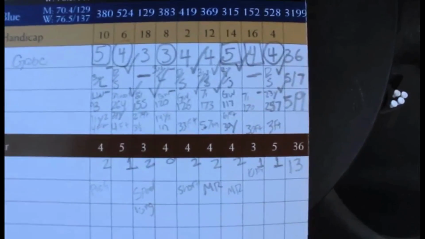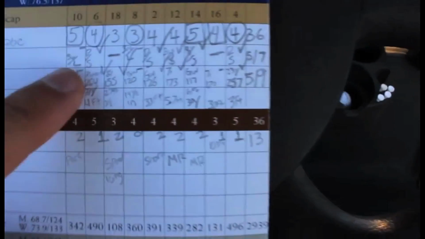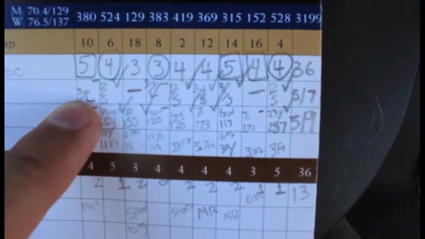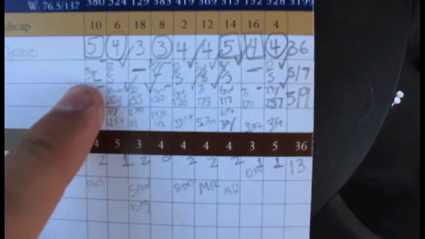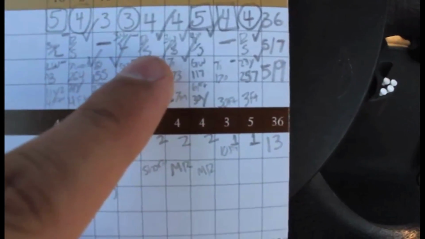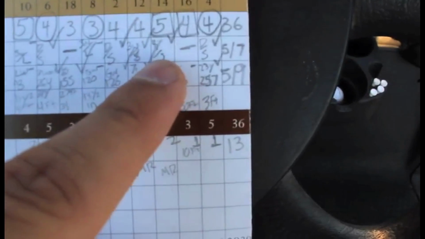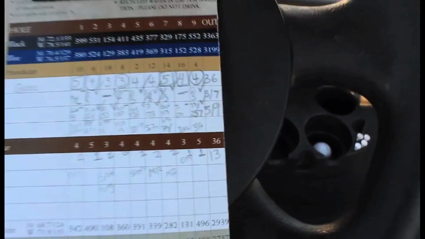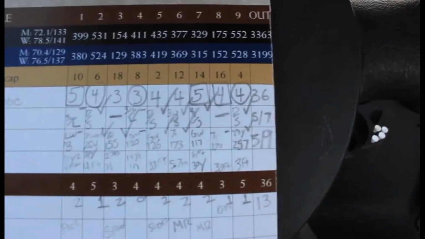What I do is I write down the club I hit off the tee. That says 3W, it means 3 wood, and I hit it left. Same thing for the second hole: driver S, that means straight. 3 wood left, driver straight, 3 wood straight, 4 iron straight, driver straight. So I will not only put what I hit off the tee, but where I hit it.